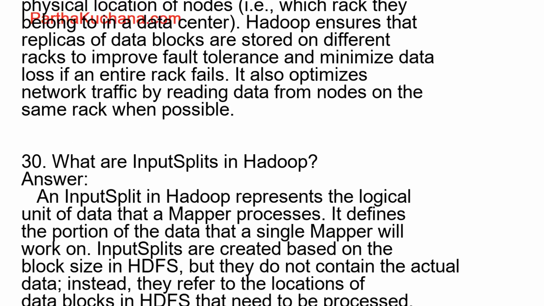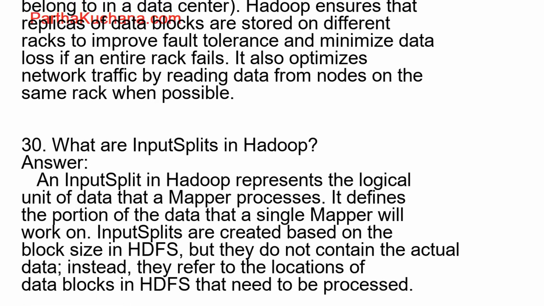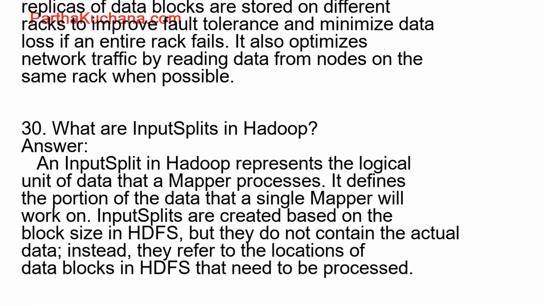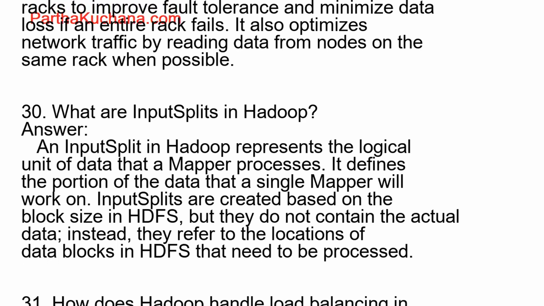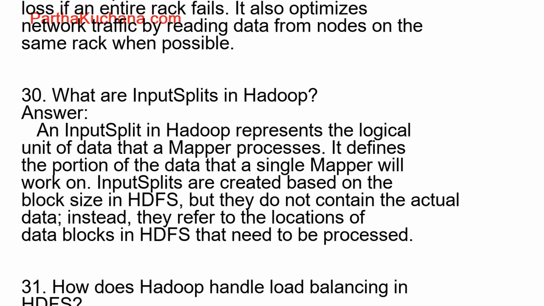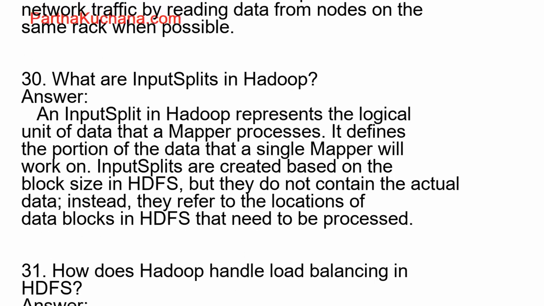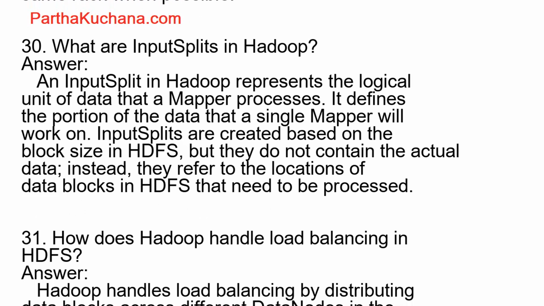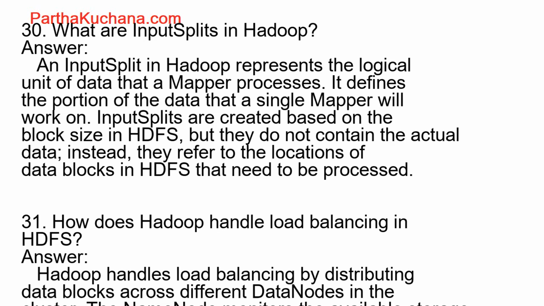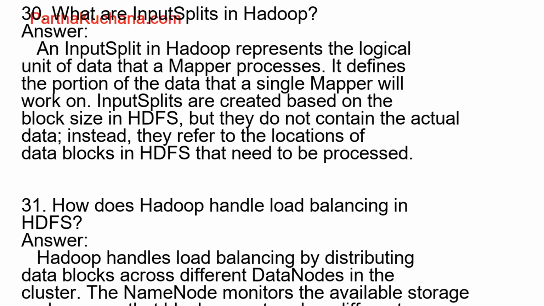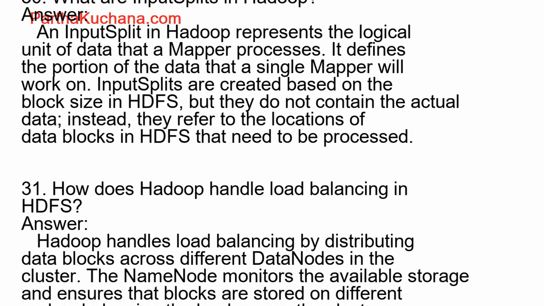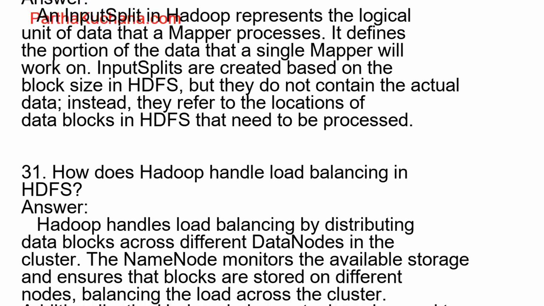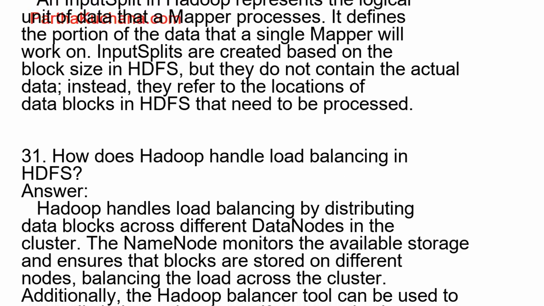32. What is the difference between block and input split in Hadoop? Answer: Block: a physical unit of storage in HDFS. Each file is divided into fixed-size blocks, e.g., 128 megabytes, which are stored across multiple nodes. Input split: a logical unit of data for processing in MapReduce. It refers to a portion of the input data that will be processed by a single mapper. Input splits may correspond to blocks, but are not restricted by block boundaries.